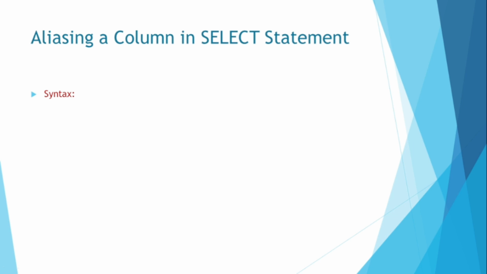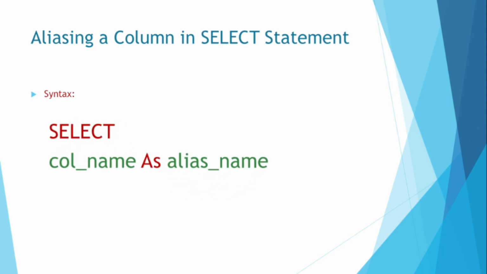Next, aliasing a column in a select statement. Now we are going to discuss a concept called aliasing a column in a select statement. For that, we use the select command. Then we give the column name. Then we use the as keyword. Then we give a temporary name, that is called the alias name. Then from, then the table name.